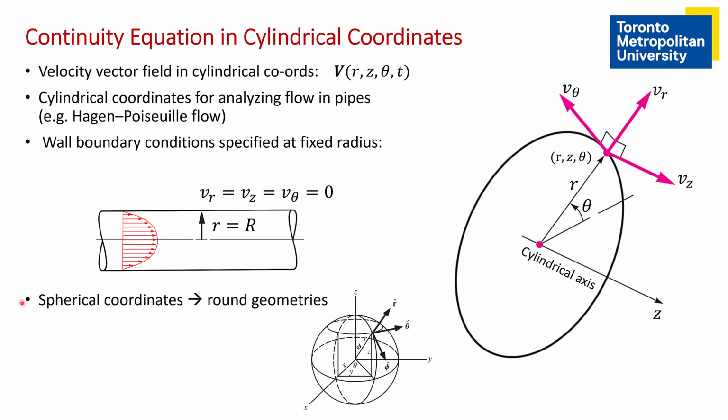Of course, there are other options. You could use spherical coordinates if you're analyzing a round geometry, say like a bubble. However, in this course, we won't be using spherical coordinates.